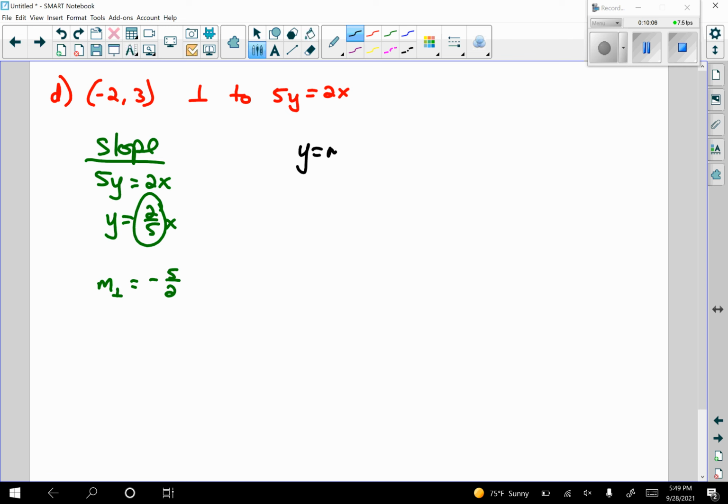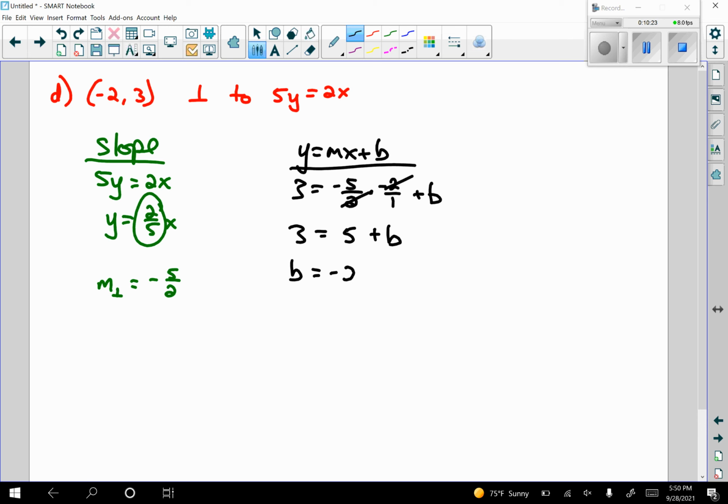Then we're going to use y equals mx plus b. So we'll have 3 equals negative 5 halves times negative 2 over 1 plus b. So this will give me a positive. The 2's will divide out. I'll get a positive 5. Subtract that, b is going to equal negative 2. So our equation is y equals negative 5 halves x minus 2.